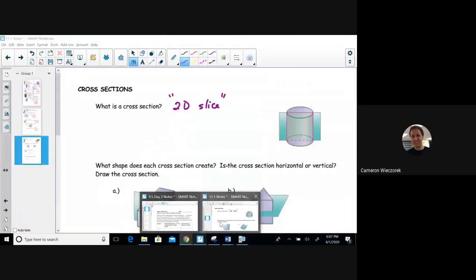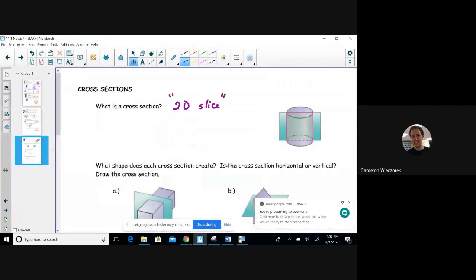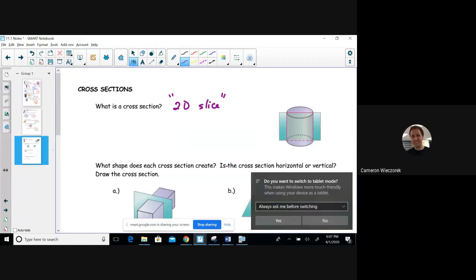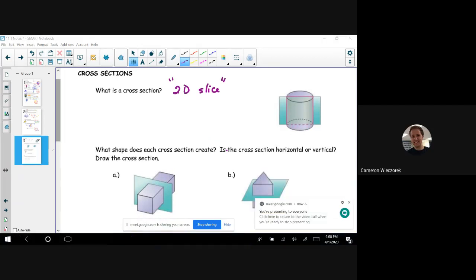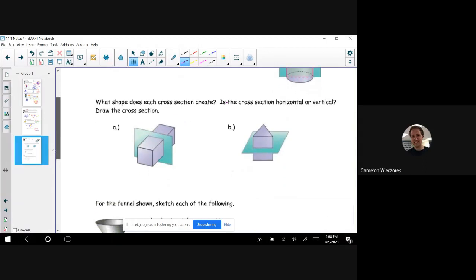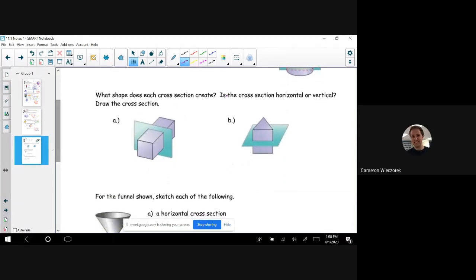Okay, so back to our notes. So a cross section, as I said, it's a 2D slice. So let's take a look. What shape does each cross section create? And it's important that you look at which way you're slicing it.